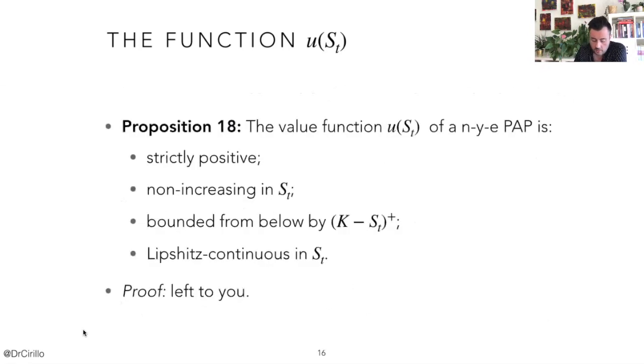Okay? Now, there is this proposition, proposition 18, which we do not prove together. For what concerns, for example, the Lipschitz continuity, you find the full proof in the lecture notes. For the other three points, they are easy exercises, but they are also quite evident. So the fact that the value of a not yet exercised perpetual American put is strictly positive should be trivial.